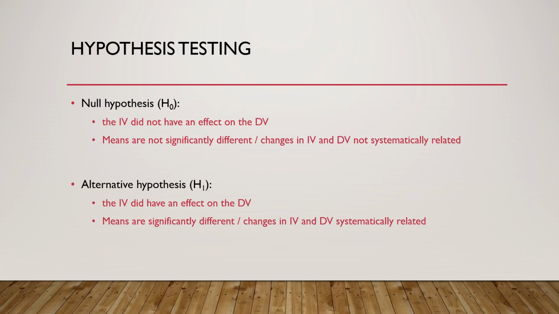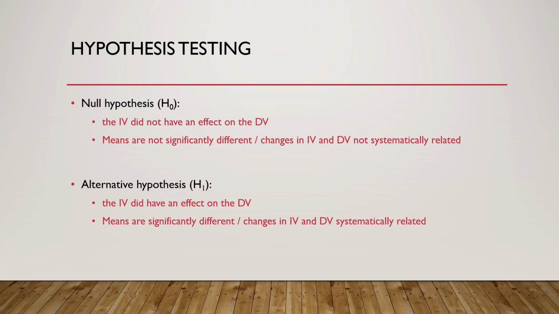So a reminder when it comes to null hypothesis significance testing that we have 2 types of hypotheses. The first is the null hypothesis, which is the idea that the IV did not have an effect on the DV. There's no relationship between them. This is shown through a t-test that the means of the 2 levels of your IV are not significantly different from each other in terms of the dependent variable. With a correlation, it's just showing that the changes in the IV and the DV are not systematically related to each other. There is nothing interesting there, and this null hypothesis is represented by H0.